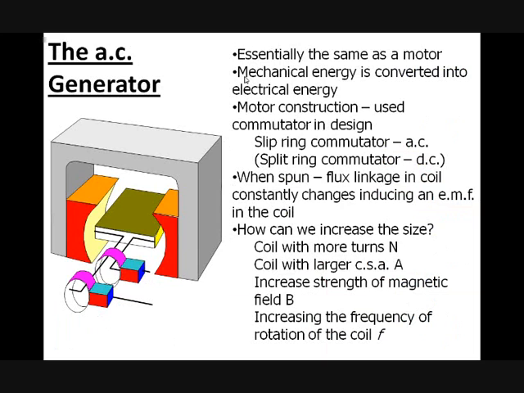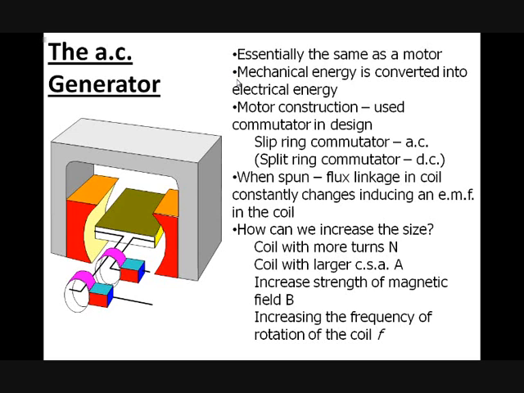Okay, so the AC generator, it's essentially the same as a motor. Mechanical energy is converted into electrical energy. The motor is the other way around, if you think through that. The motor construction, the commutator is used in the design. The slip ring commutator gives you AC. The split ring commutator will give you DC. That's sort of beyond the scheme, but if you're doing some extra reading, you might read about those.